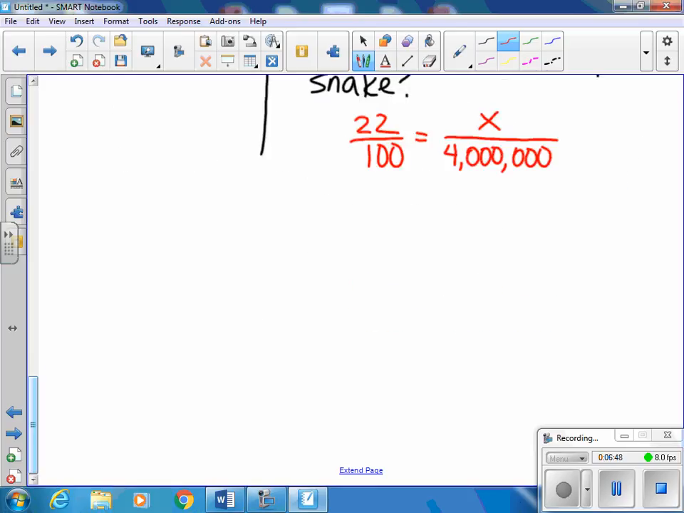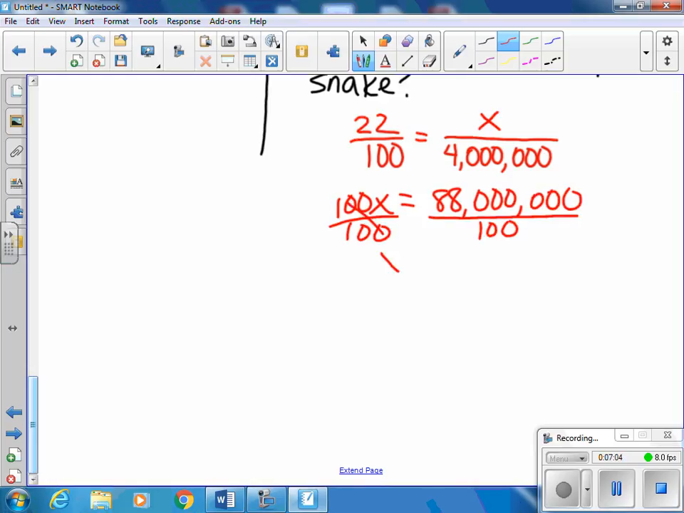All right, so cross multiplying, yes, the numbers are going to be a little bit bigger, but that's okay. 100 times x is 100x. Go the other way, 22 times 4 million is going to give you 88 million. Then you want to divide by that 100. And this is going to give you x equals 880,000.